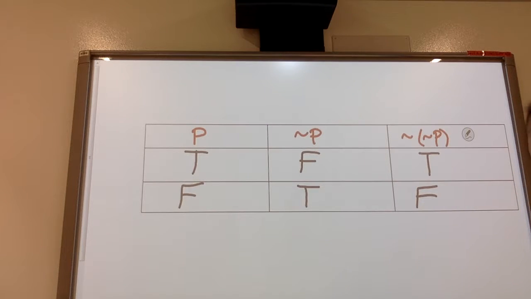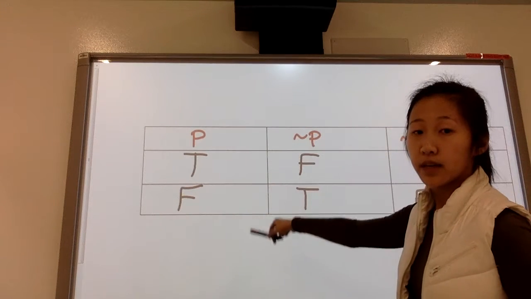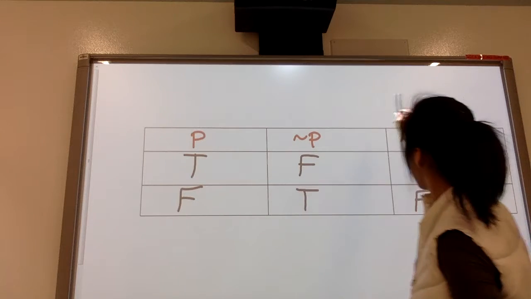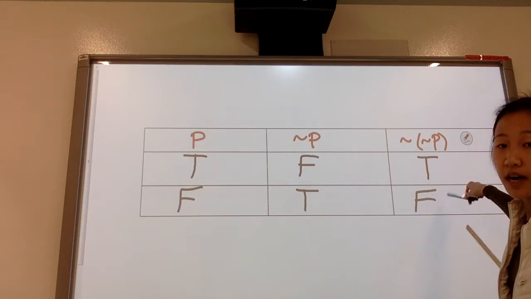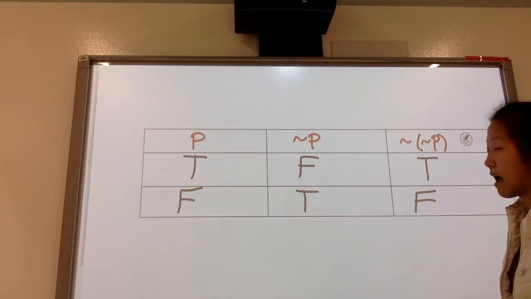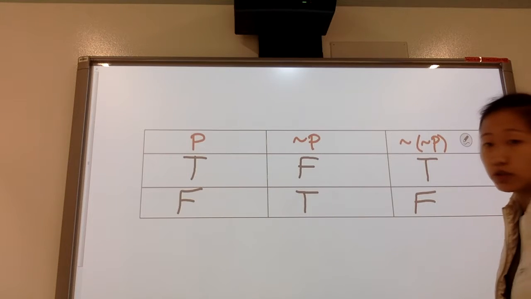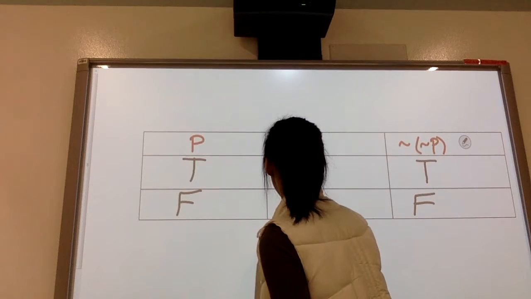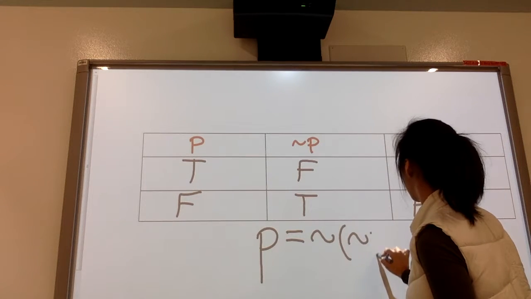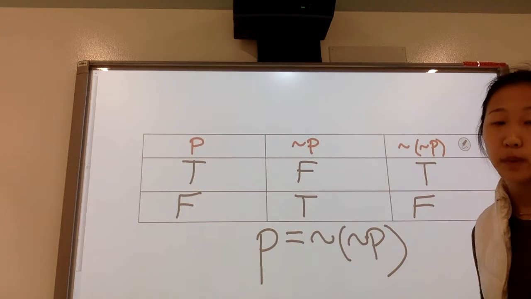Now after we've completed the truth table and all three columns for P, we can see here how P in the first column is true and false, respectively. And in the third column, not not P, so the double negation of P, is also T and F. Therefore, these two columns match, so we can come to the conclusion that P is equal to the double negation of P.